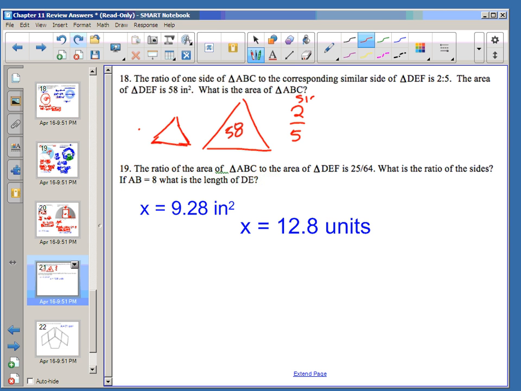So to go from sides to area, you're probably thinking, well, sides is 1-dimensional, area is 2-dimensional, so I need to square them. So I get 4 over 25 as the ratio of my areas. I'm now going to use that ratio to set up my proportion. So 4 over 25 is the ratio of the areas. 4 corresponds to the side on ABC, and 25 corresponds to the area of DEF, the ratio, right?